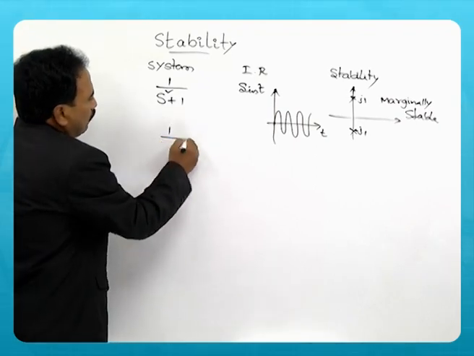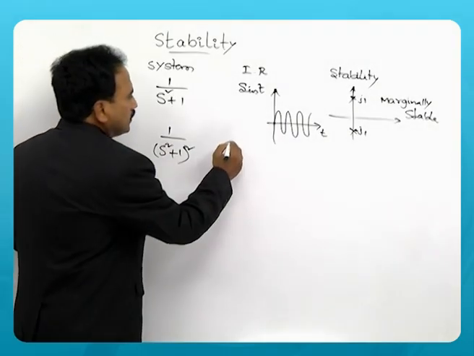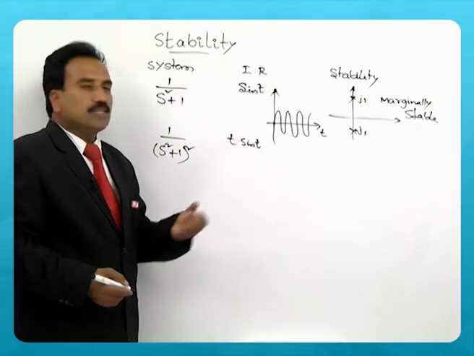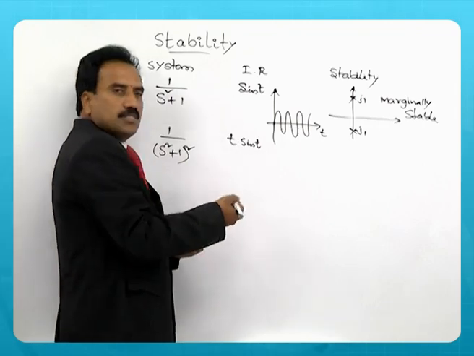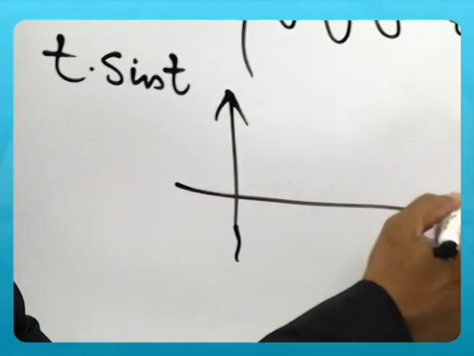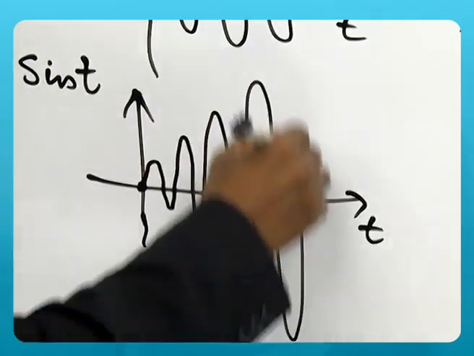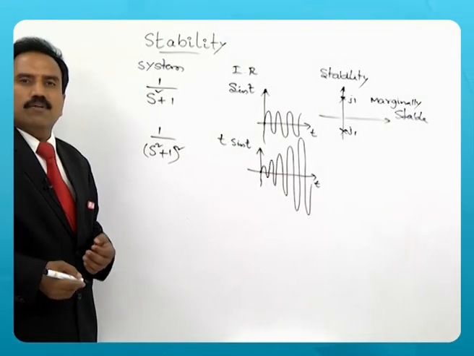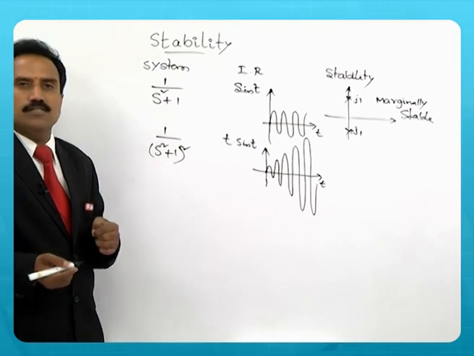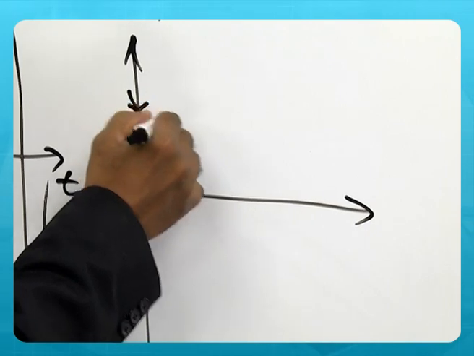If you have a function like 1 by s square plus 1 whole square, whose impulse response is t sin t, here also you have oscillations, but oscillations of increasing magnitude. That means t sin t versus t, if you see, this is the way you have oscillations. So this indicates that there are repeated roots on the j omega axis.